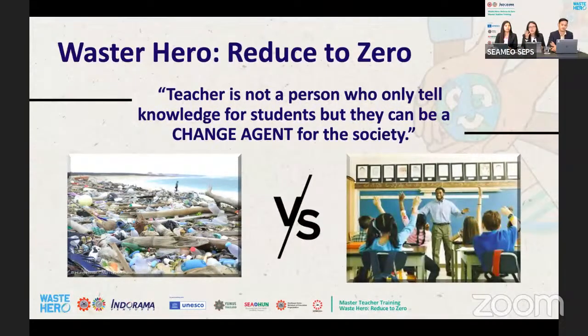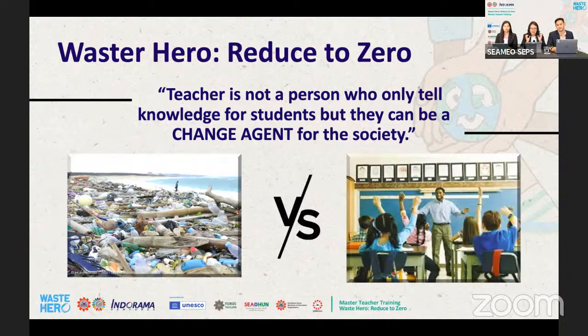And this is what you see in this picture. A teacher is not a person who only tells knowledge to students, but can be a change agent for society. Just begin the change from ourselves, then transfer it to our students. So if there is any problem, like in the picture on your left-hand side, what can we do as teachers? We are not really conservationists, activists, or environmental engineers. We can invent innovations for the world. But as a teacher, what can we do? We can help make the globe better by educating people.